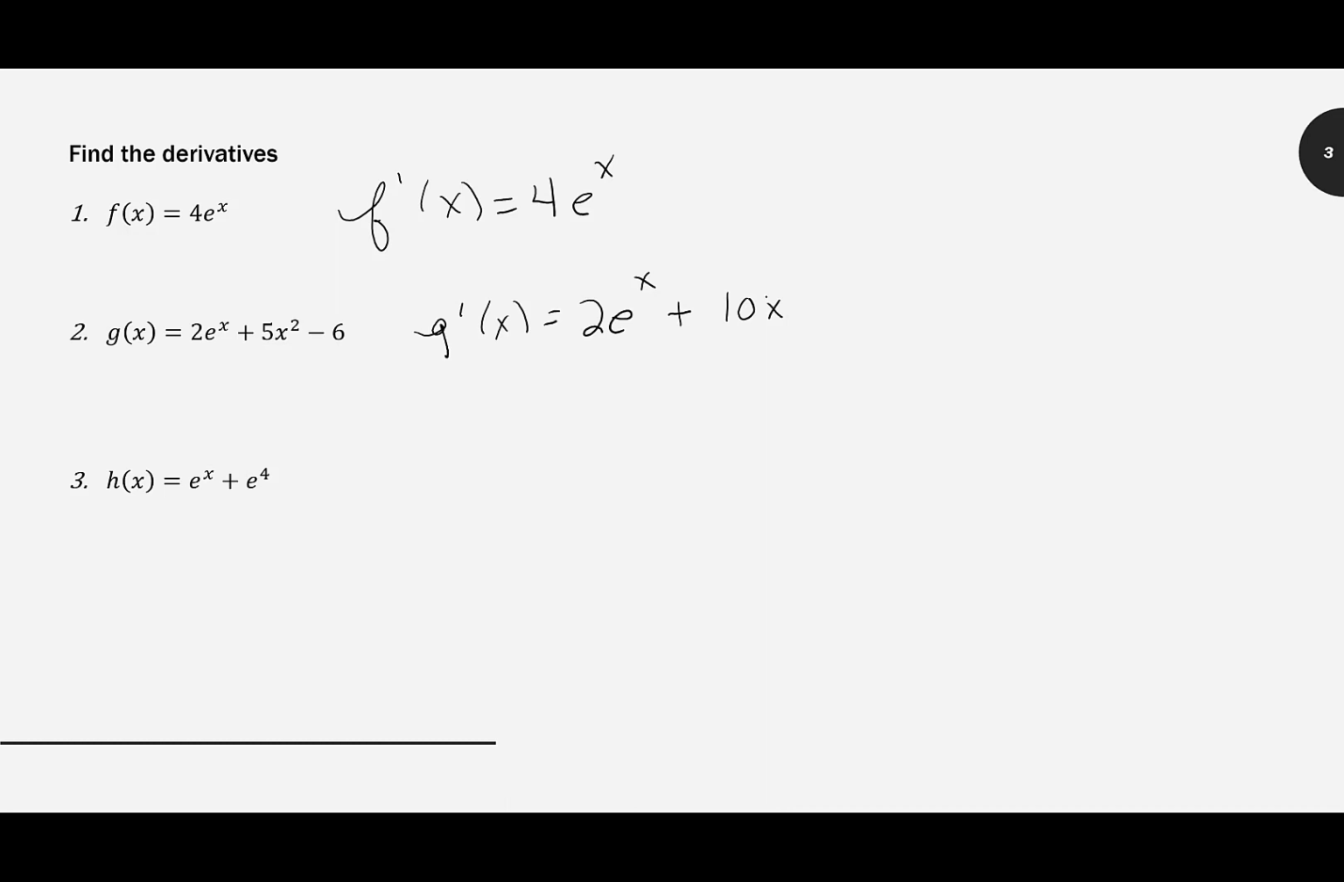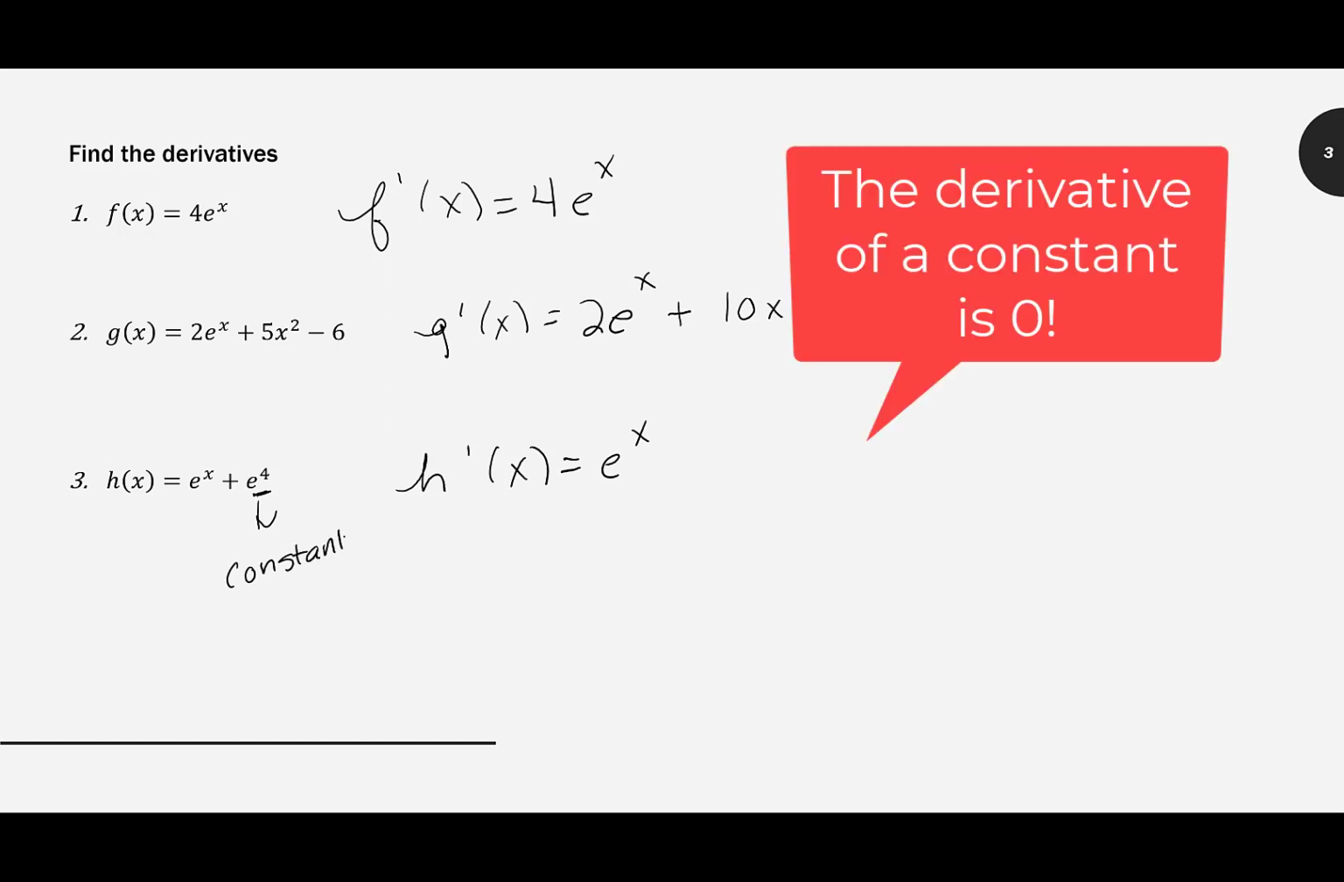H of x is a little tricky. It says e to the x plus e to the fourth. When we take the derivative of e to the x, we still get e to the x. But e to the fourth is just a number, so it's a constant. We know the derivative of a constant is 0, so my derivative, h prime of x, is only e to the x.